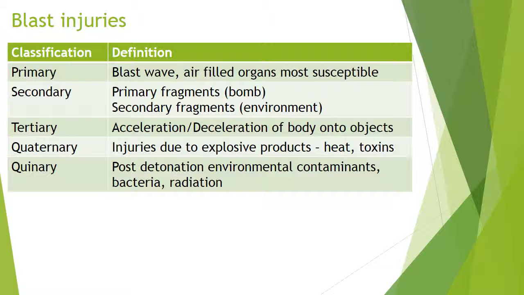Blast injuries cause damage by 5 mechanisms. The primary mechanism is the blast wave. The air-filled organs are most susceptible, such as the lung and the bowel. Secondary injuries are caused by bomb fragments or environmental fragments hitting the victim. Tertiary injuries occur when the victim gets accelerated and suddenly decelerated against a stationary object. Quaternary injuries occur due to explosive products with heat and toxins. And quinary injuries occur because of post-detonation environmental contaminants such as bacteria or radioactive decay.